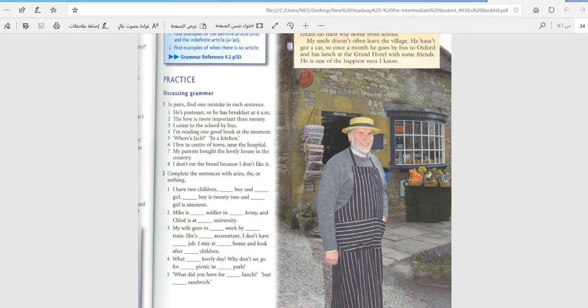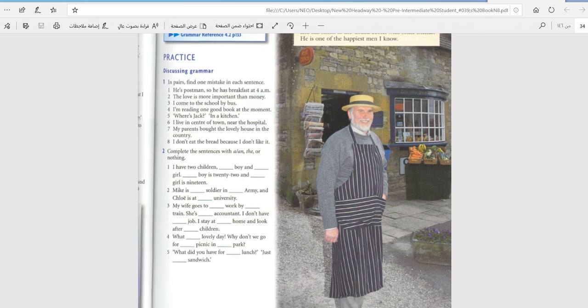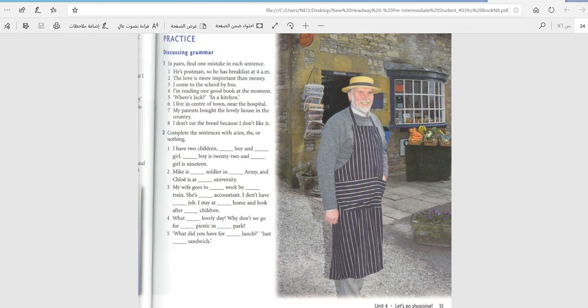Great. I come to school by bus. Right. I'm reading one good book at the moment. Right. Where is Jack? In a kitchen. This is wrong. In the kitchen. I live in a center of town near the hospital. Correct. My parents bought the lovely house in the country. Here the should be a. I don't eat the bread because I don't like it. Great.